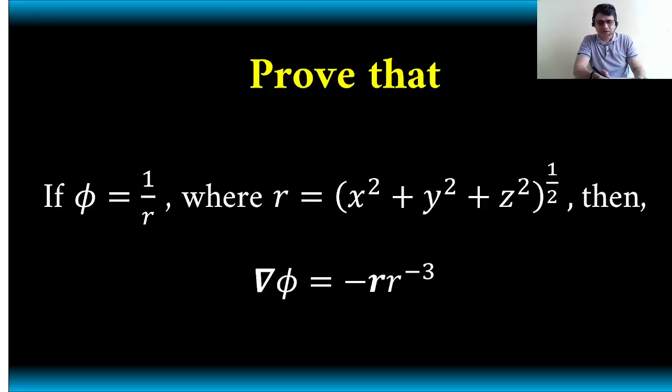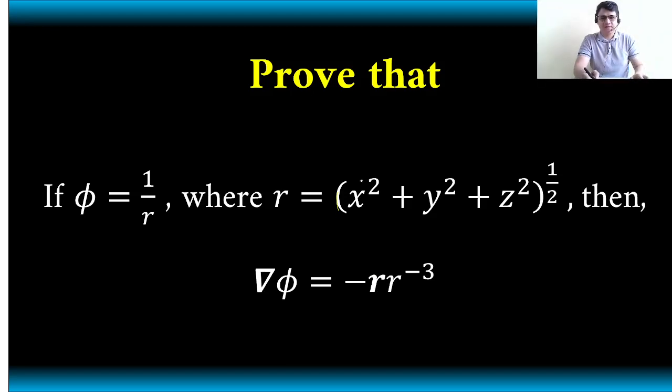Suppose we are asked to prove that if phi is equal to 1 over r, where r is the magnitude of the position vector given by the square root of x squared plus y squared plus z squared, then the gradient of phi equals negative r over r cubed, or negative r times r to the negative 3.